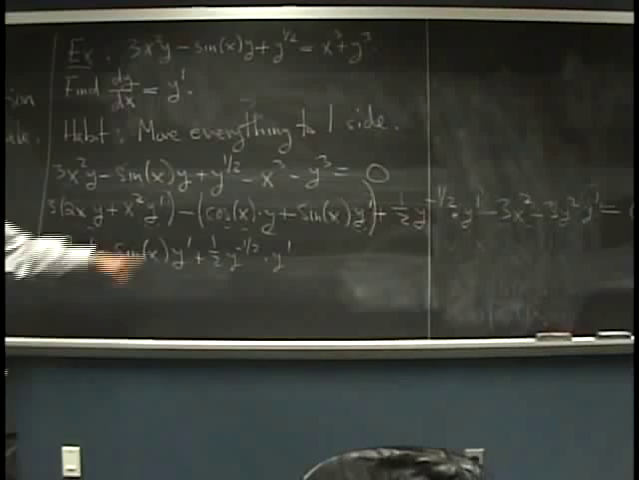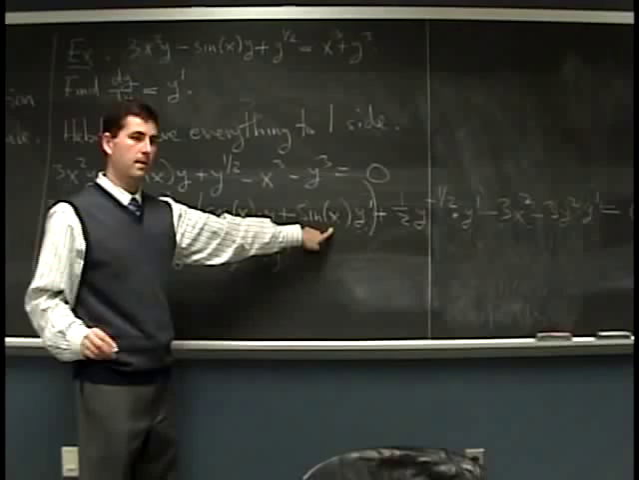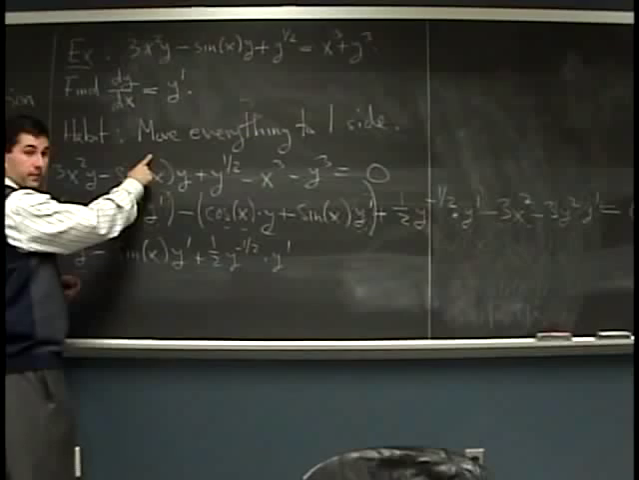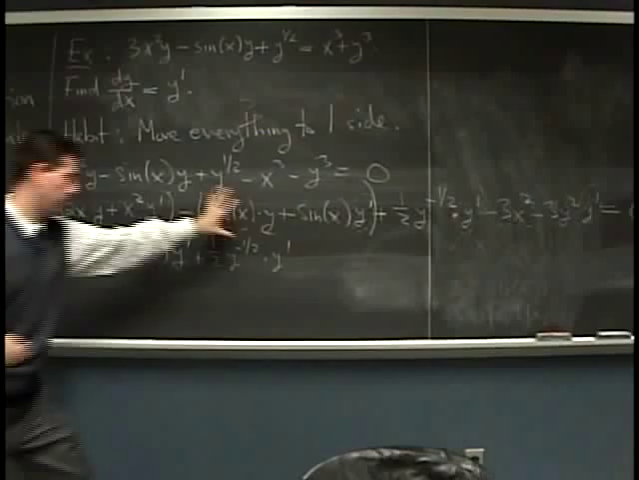Isn't that plus sine of x? Well, I had a minus here. So it became a minus sine of x times y prime. Remember, I had minus this expression when I took the derivative. Both terms of the derivative coming from the product rule are going to get hit with a minus.